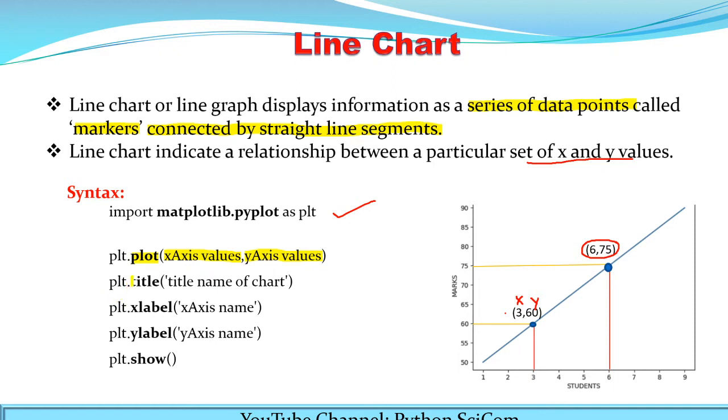After that, we can use the title to represent the title of this line chart. Again, we can use the xlabel and the ylabel to represent the label positions. Here you can see student is the xlabel and marks is the ylabel in this case. After that, the final statement should be plt.show. We should include the show function. Unless and until we write down this function, this line chart or any other chart won't be visible on your screen. You won't get any output.